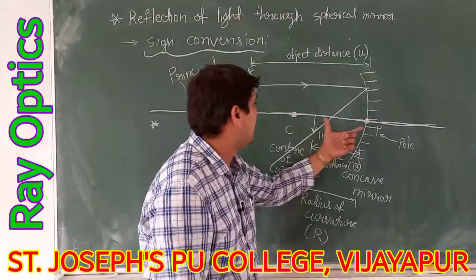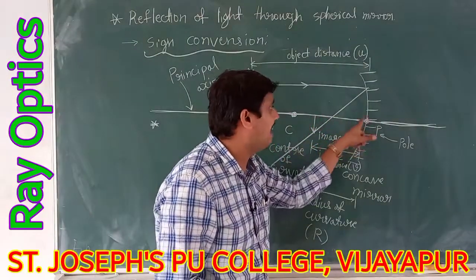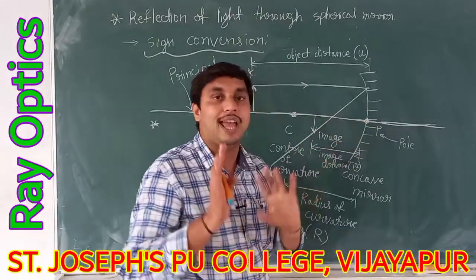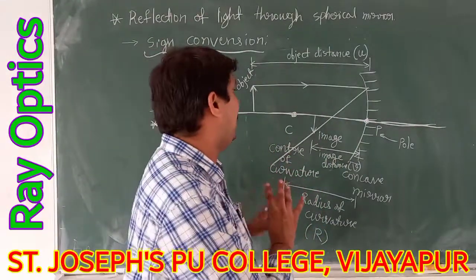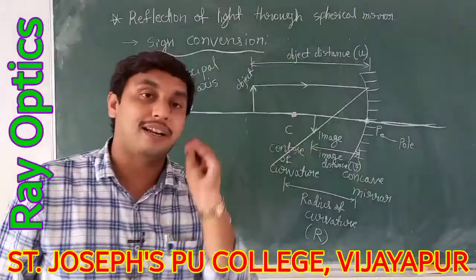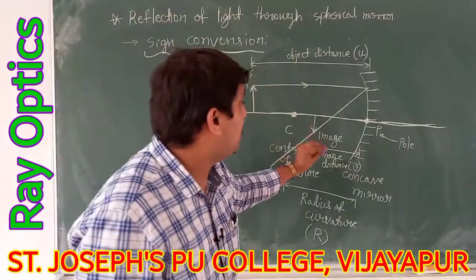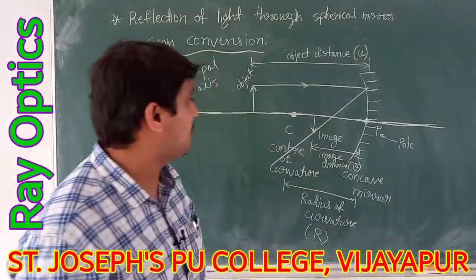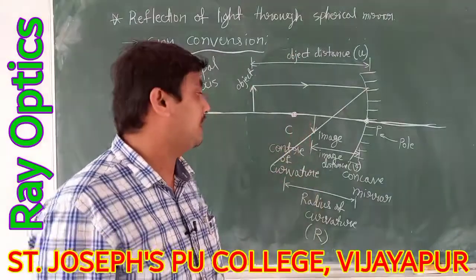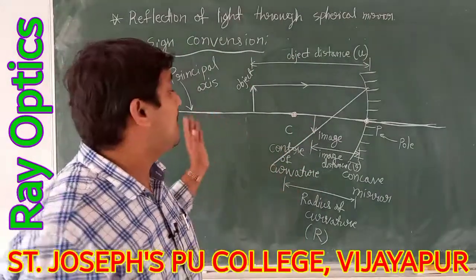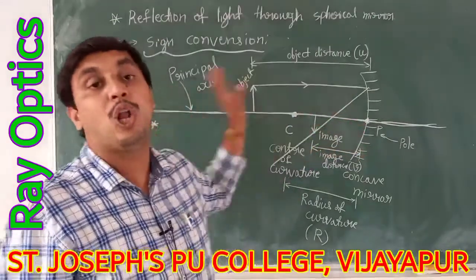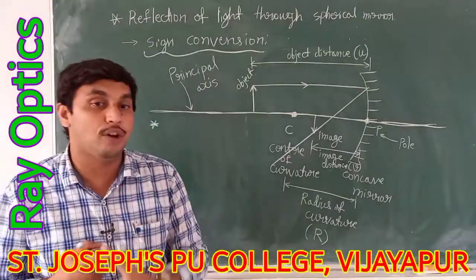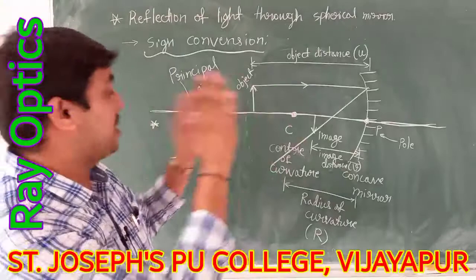If I use a scale, I have to measure from here to here. Here I consider 0, and here some value will come. Just like a reference point in mechanics, here the pole is the reference. So we always measure the distance from the pole of the mirror, whether it is the radius of curvature, object distance, image distance or focal length. That is the first point: all the distances are measured from the pole of the mirror.